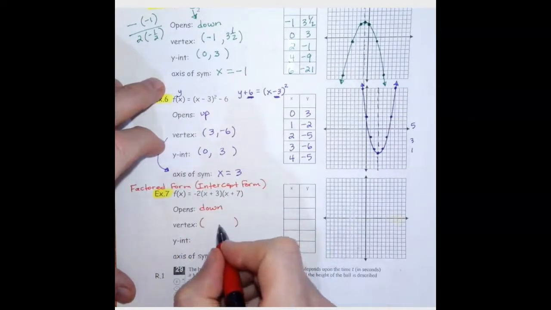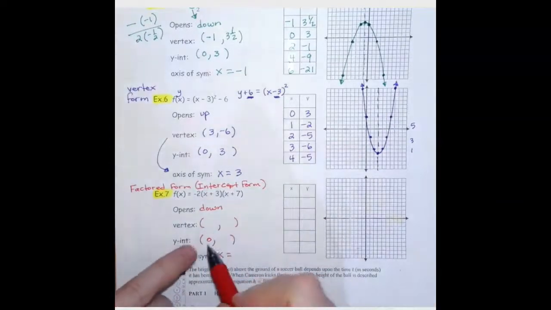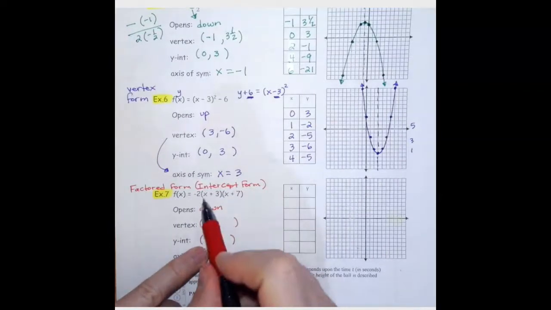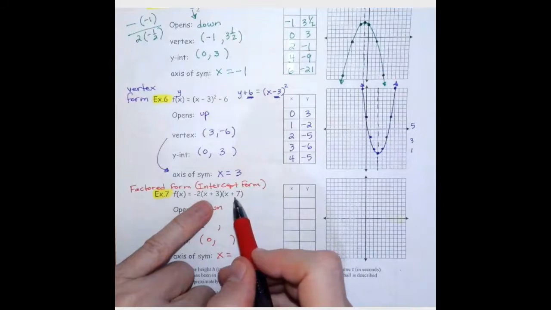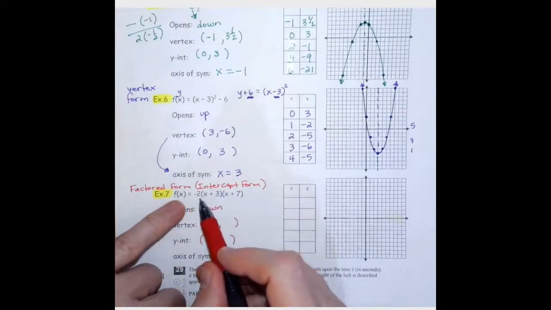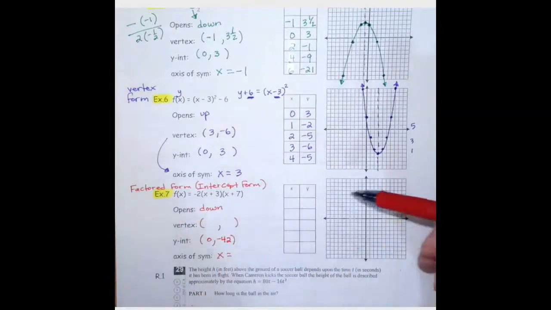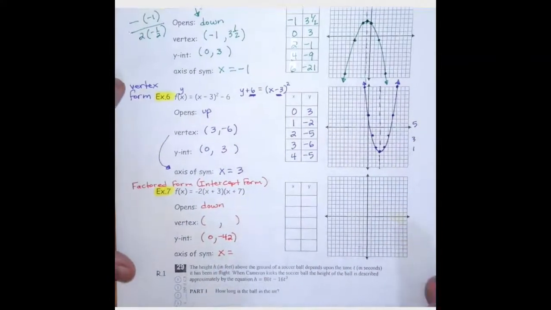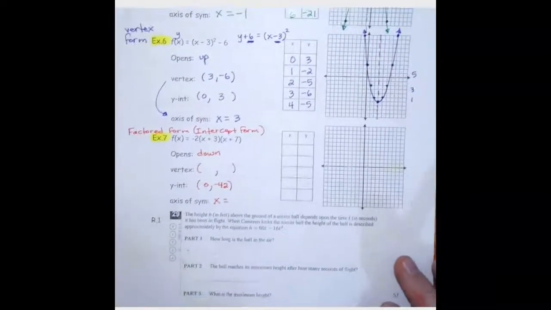Vertex, we should have a vertex. The y-intercept is going to be 0 something. Axis of symmetry is going to be x equals. So maybe one of the easier things to do would just be plug in 0. If you plug in 0 there, you're going to get 3 times 7 is 21 times that is negative 42. So that's awkward. That's not going to show up on our graph. That's fine. We could change the scale if we wanted to, but we don't want to.